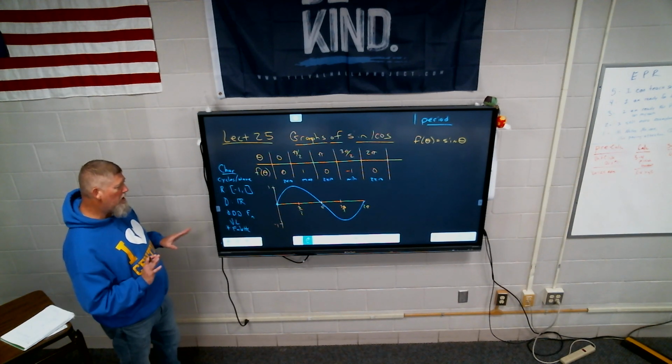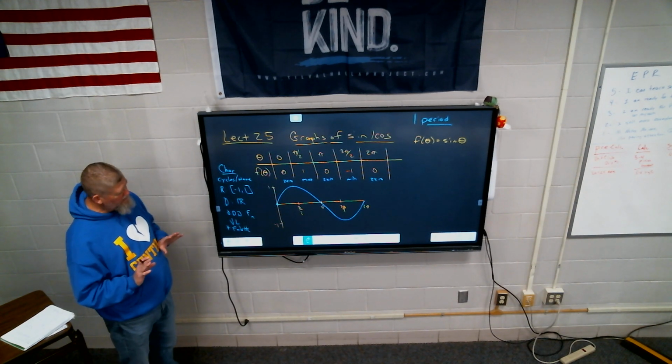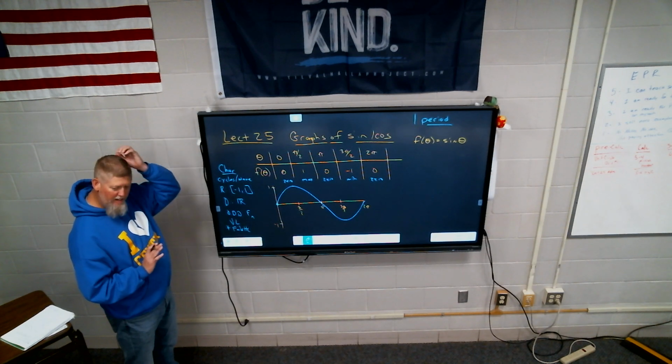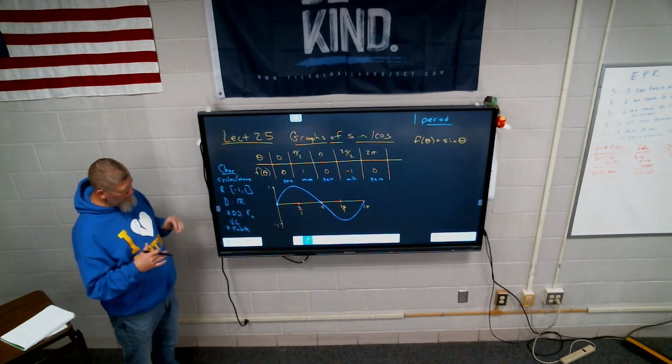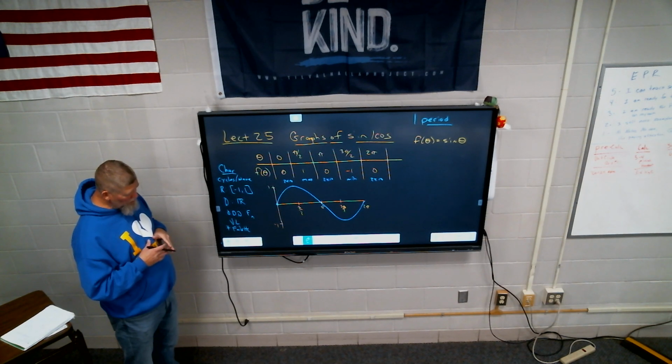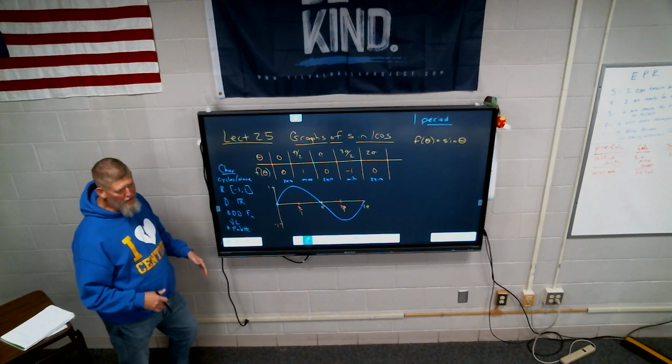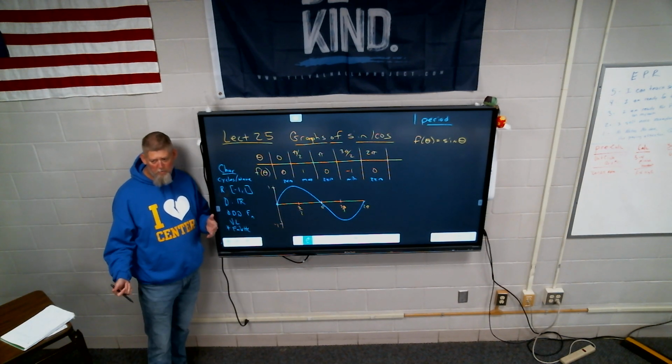Okay, so here's one other thing we need to know about it, the fact that it can be translated in several different ways. We can move it up, down, left, and right. We can compress it. We can make it longer, make the wave longer. There's a whole study, we don't really do it anymore because we don't pay attention.